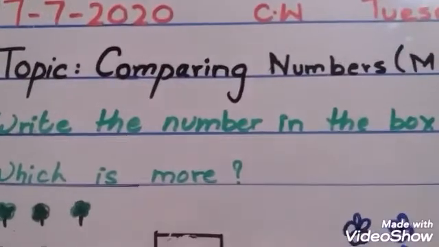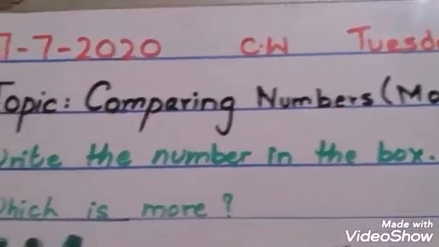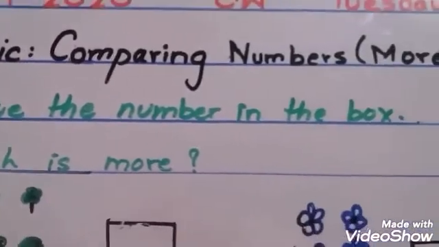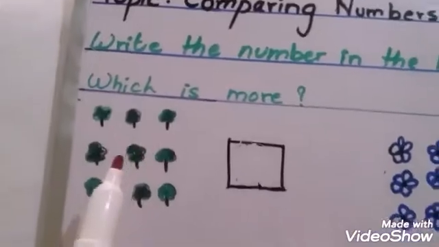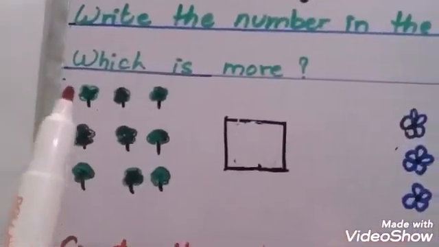I hope, students, now you can understand comparing numbers more. So we have the first question. Write the number in the box which is more. So we have trees and we have flowers. How many trees do we have?